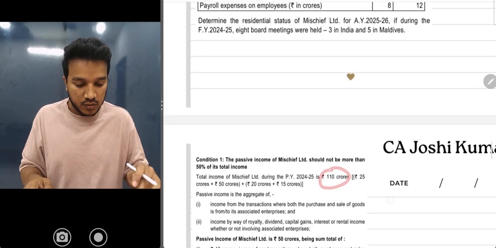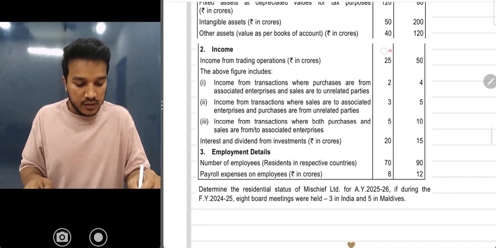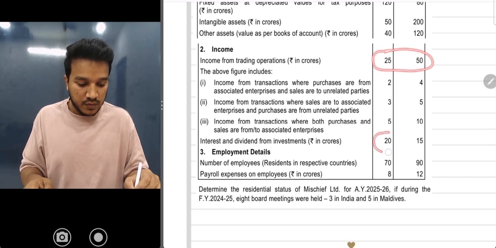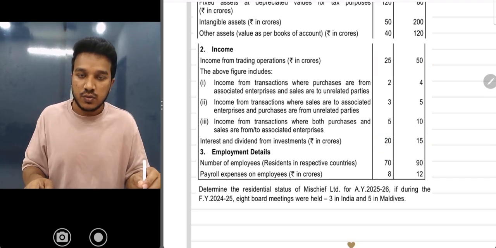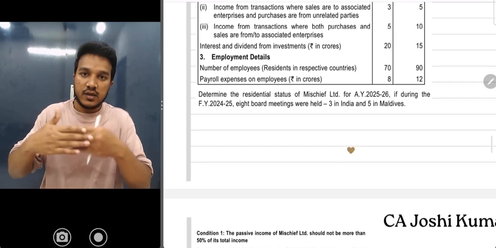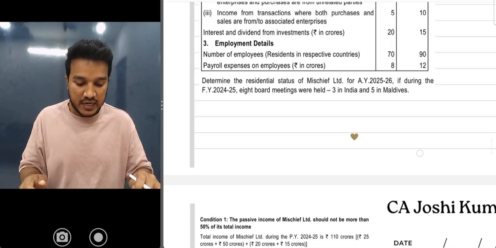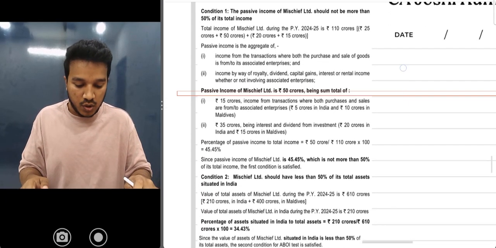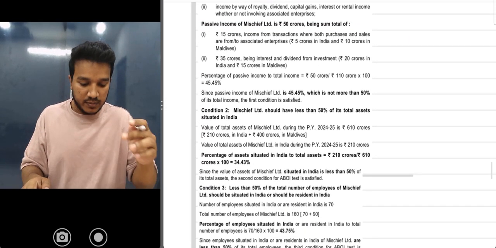Total is 110 crores. How 110? 25 plus 50, 20 plus 15. If you add this, it comes to 115. So what is your passive income? That divided by your total income, you should calculate the formula. The rest all others, if you do it, will be easy.